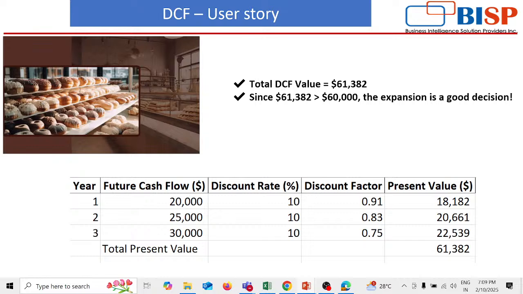Now I've already told you in the beginning that he is planning to open a second shop, and the setup cost he's assuming will be $60,000. But since the DCF value is greater than $60,000, it means this expansion is a good idea, because future profits, if we discount them to the present value, are greater than the setup cost. So since the profit is greater than the cost, he can go forward with his decision of opening this new bakery.